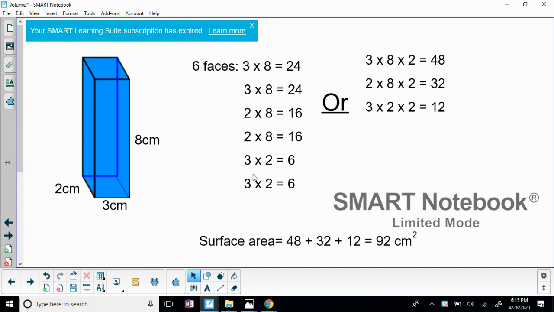But there's a quicker way to do it. If you know that each side is going to have a match, instead of just doing it one by one, you can just times it by 2. So instead of going 3 times 8, 3 times 8, you know that it's going to have a match, so you just multiply it by 2. So 3 times 8 times 2, 2 times 8 times 2, 3 times 2 times 2. So you get those 3 numbers that represent all 6 faces. You add them up, 48 plus 32 plus 12, for a total of 92 centimeters squared. And it's centimeters squared because we're dealing with area.